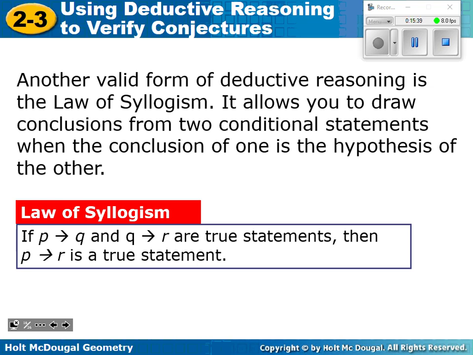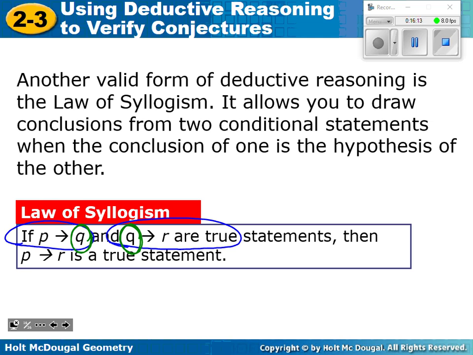Law of syllogism, okay? The law of syllogism is similar to the law of detachment, but the difference is you're going to have two if-then statements. So if P implies Q is true, and Q implies R is true. Every time they're going to give you two if-then sentences. Notice what they have in common, though. When you look at that, what's the same in each sentence? Q.